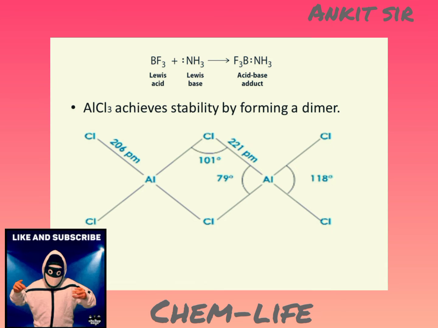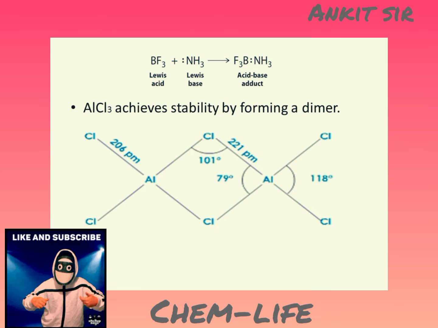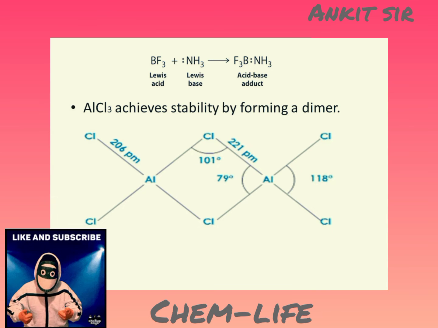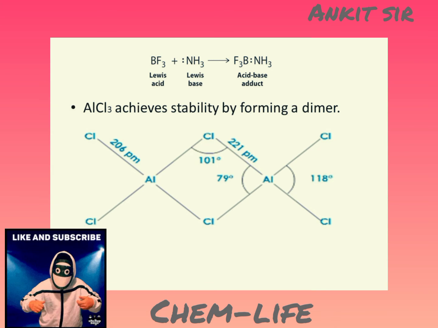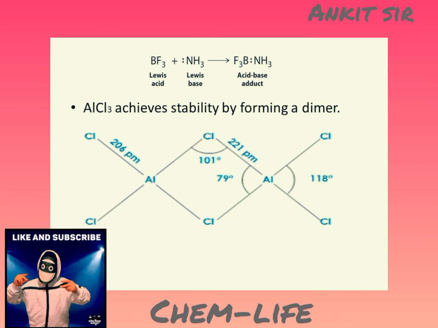As you know, AlCl3 achieves stability by forming a dimer. You can see the diagram also. The bond length of AlCl is 206 picometer, while in the dimer form, the bridging AlCl forms a 221 picometer bond length.